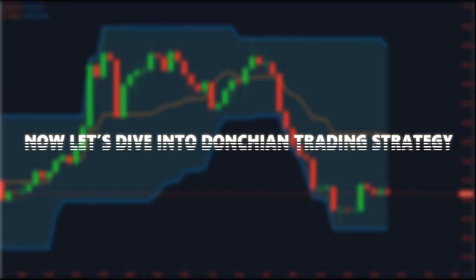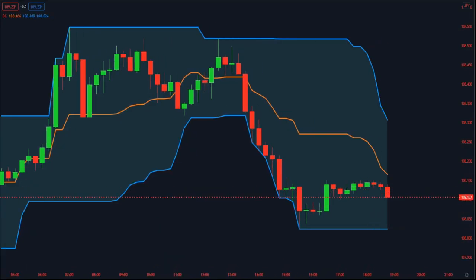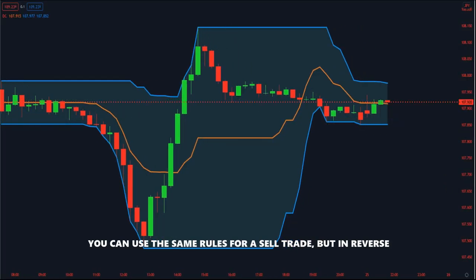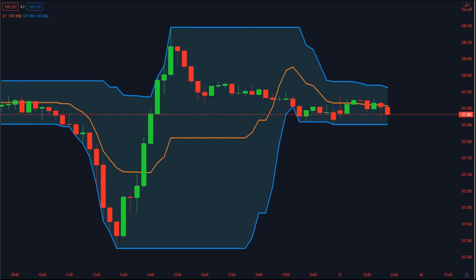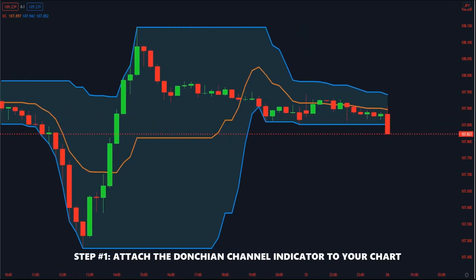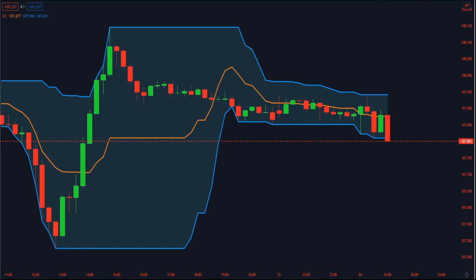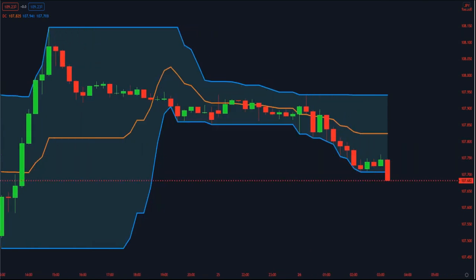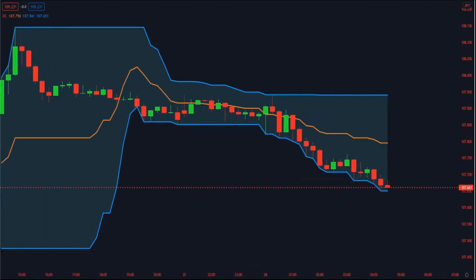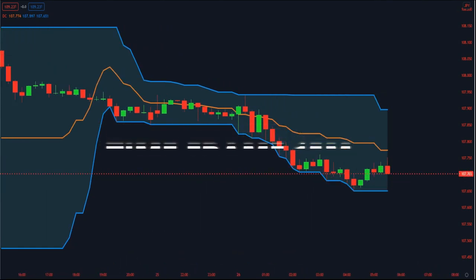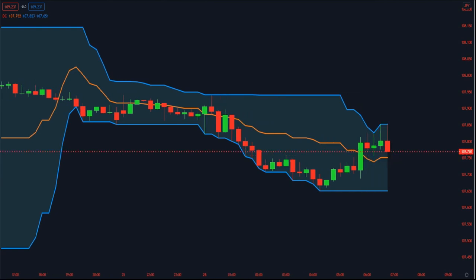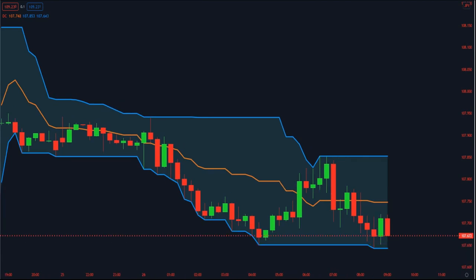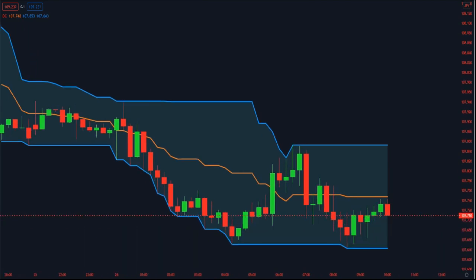Now let's dive into the Donchian trading strategy. In this video, we're going to look only at the buy side. You can use the same rules for a sell trade, but in reverse. Step number 1 is of course to attach the Donchian channel indicator to your chart. Preferred setting: 20 periods. For the purpose of this example, we're going to plot the Donchian channel on the 15-minute time frame. The preferred Donchian channel setting is 20 periods, which means that the channel lines will be calculated based on the price action from the last 5 hours of candles.